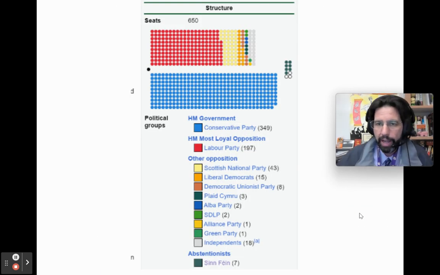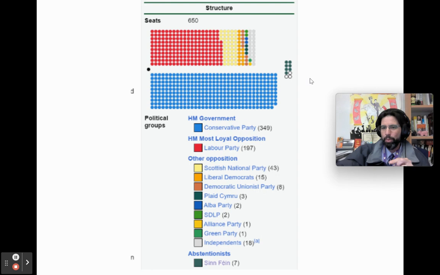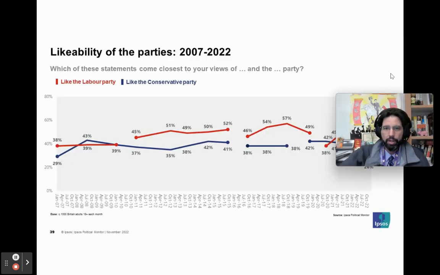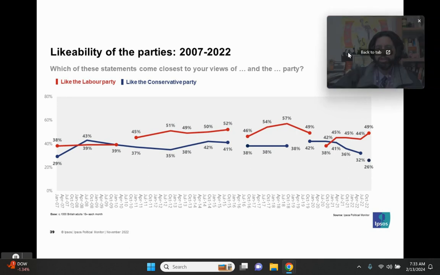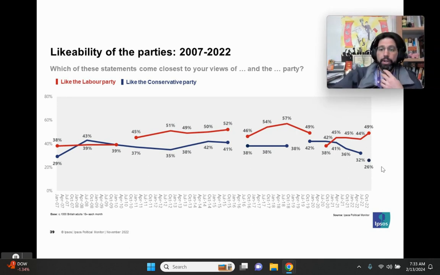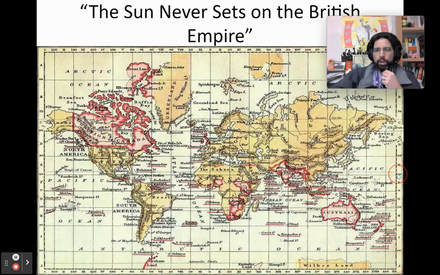Now, how does this look in the House of Commons, which is the most important in the UK? Obviously, the Conservatives currently hold power. You can see the Scottish Nationalists third. Notice Sinn Féin is absent. They have 7 seats, but they refuse to take them. They don't recognize the government. How do people like the parties? Labor is definitely growing. It's assumed that in the next election, Labor will probably form the government.